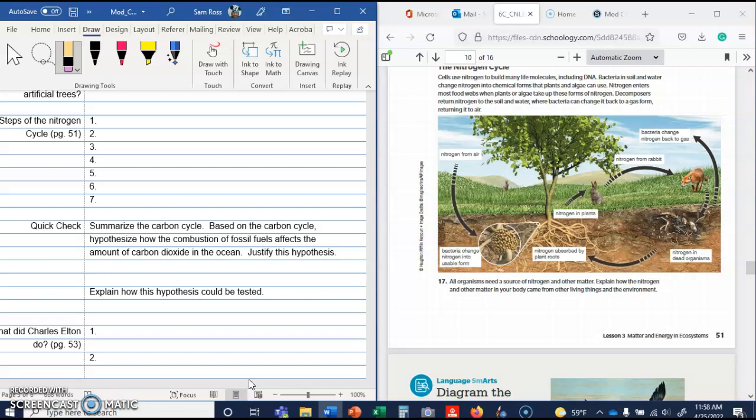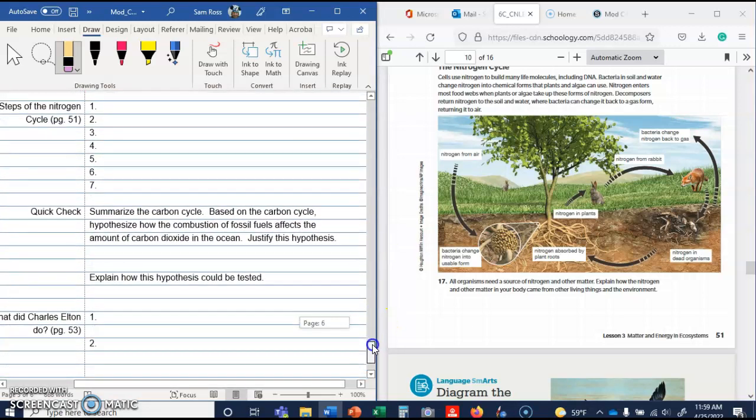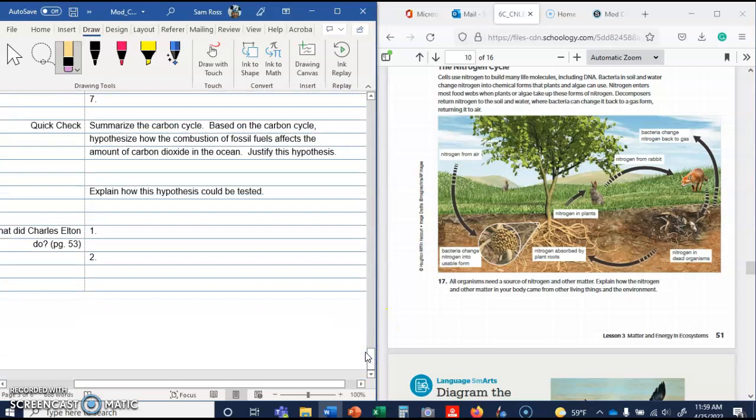Now explain how this could be tested. So what we could do is we could determine the amount of carbon dioxide released by fossil fuels and determine the amount of carbon dioxide in the ocean over time to see if there's a correlation. You know, as the amount of carbon dioxide released by fossil fuels increases, does the amount of carbon dioxide in the ocean over time increase as well? And then you could determine a correlation. So that should be your answer. You might want to pause and write some of that down.